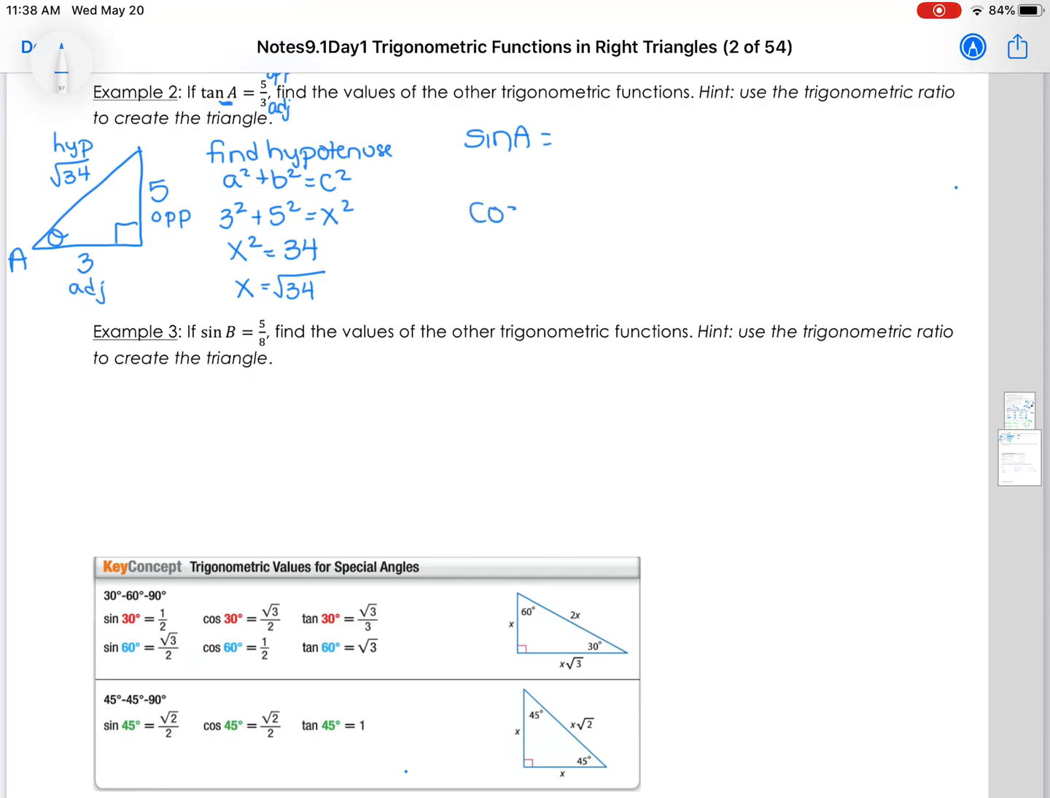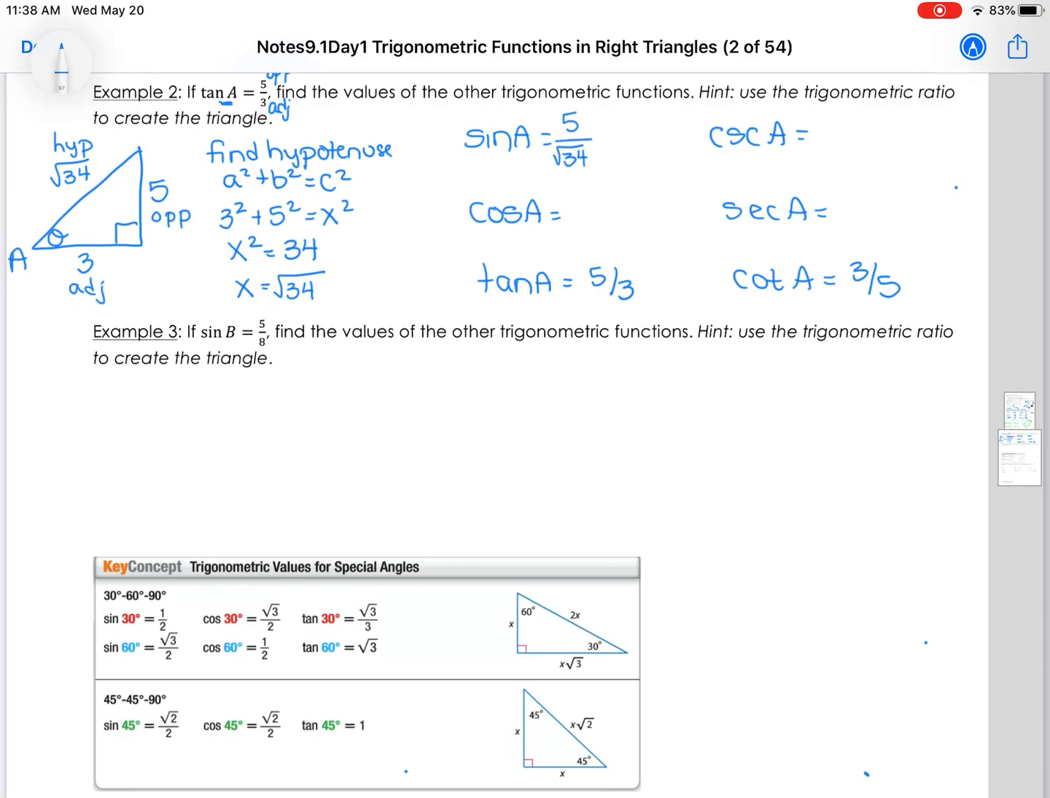So what we are finding is the trig functions. So we're finding the sine of A, cosine of A. It might be helpful just to put in the tangent of A just because you already have it. And then we need cosecant of A, secant of A, and cotangent of A. So if the tangent is 5/3, we know the cotangent is 3/5. It's the other 4.